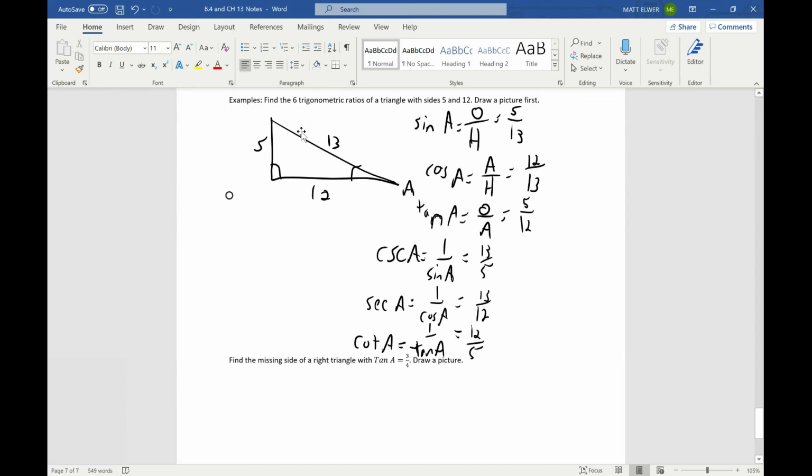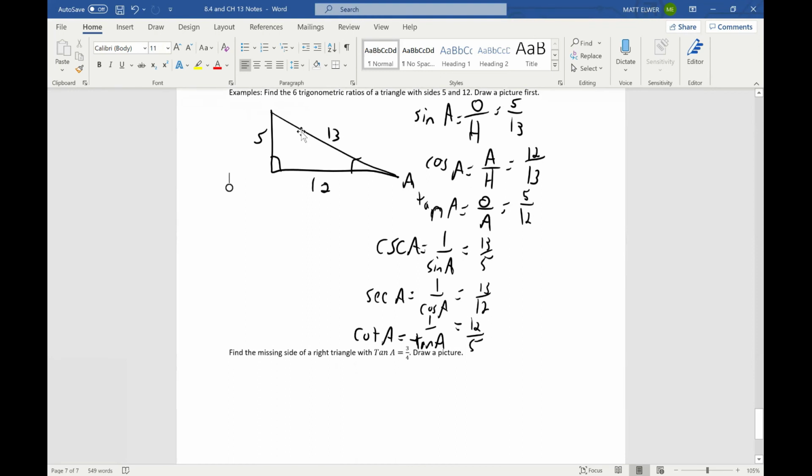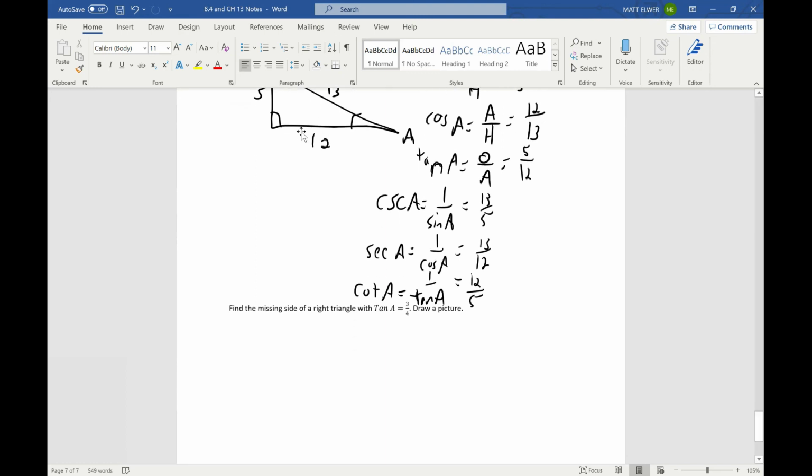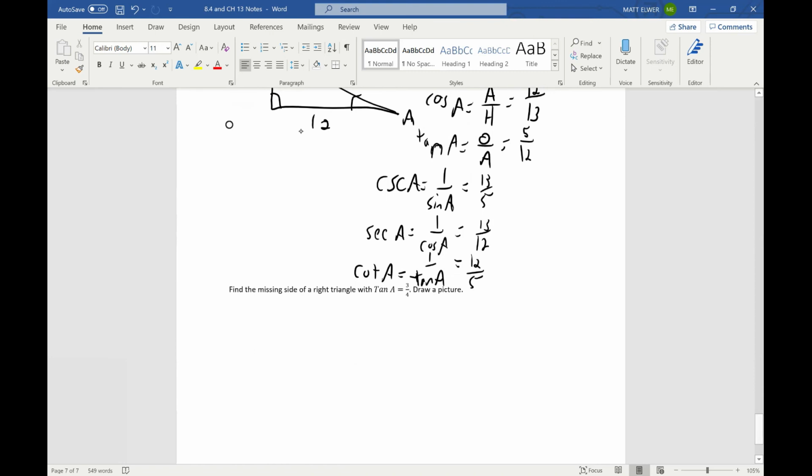The next example says, find the missing side of a right triangle where the tangent of A is equal to 3 over 4. And then it says draw a picture, right? So let's draw a picture here. We know it's a right triangle, and that's the only thing we know. I remember that angle C is the biggest angle, the one across from the hypotenuse. Maybe we'll label angle A up here again, and then we'll label angle B over here.